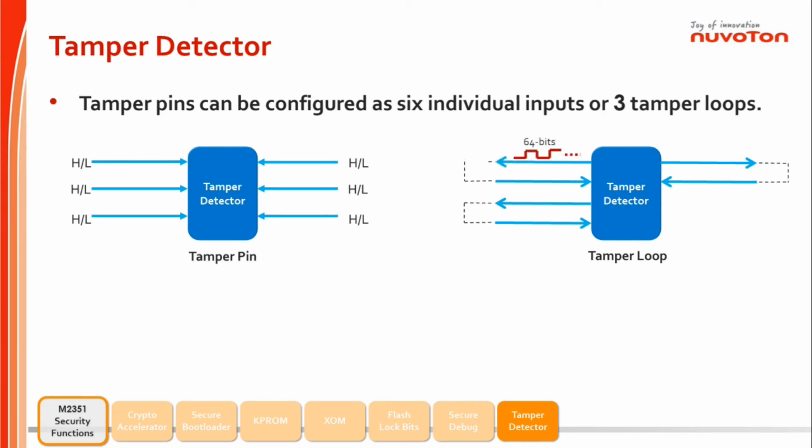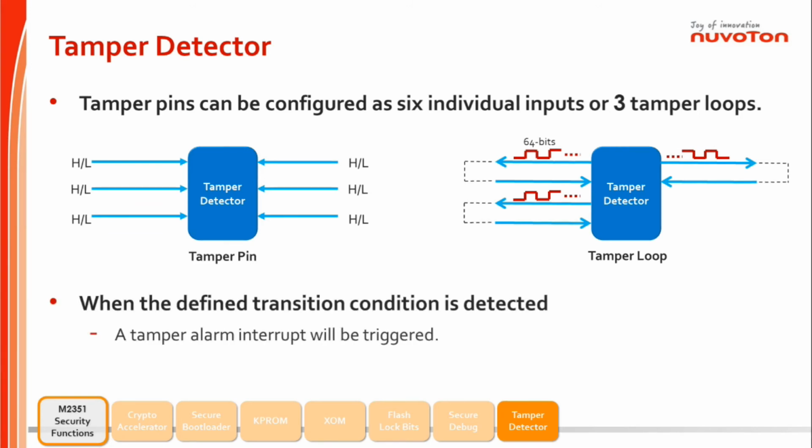A tamper loop consists of 1 output pin and 1 input pin. A 64-bit random number is continuously sent from output pin to input pin. The received data is compared with transmitted data. A tamper interrupt will be generated if they are different. When a tamper interrupt occurs, the 80-byte spare registers in RTC controller will be cleared by hardware.